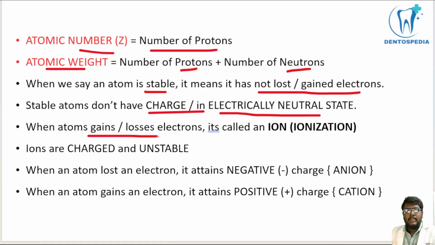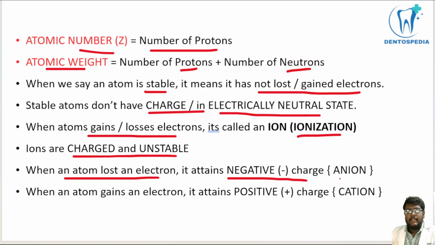When an atom gains or loses electrons, it is converted to an ion, and this process is called ionization. Ions are charged and unstable, whereas atoms are neutral and stable in nature. When an atom loses an electron, it attains a positive charge, and that ion is called a cation. When an atom gains an electron, it is converted to an ion with negative charge, and that ion is called an anion. That's the difference between anion and cation.